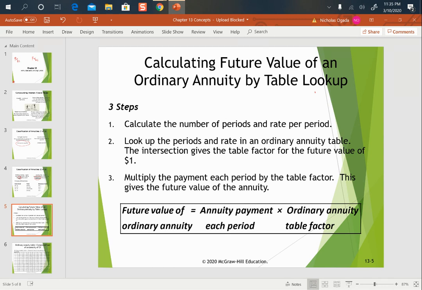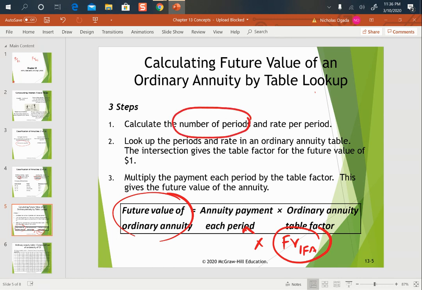And then once we determine the table factor, which in this case is what we call the future value interest factor of annuity, this is what the table is going to give you. And then you just multiply this with the annuity payments, and this will give you your future value of that annuity. Again, the key idea is we need to know the number of periods and we need to know the rate per period. Now, this process is very simple.